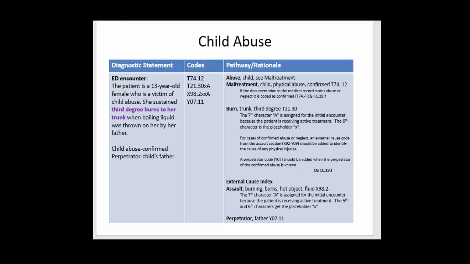I have the pathways there on the right. You see that the T74 code, confirmed, goes first, then the burn code, then you start looking at your external cause. For example, the assault, X98 category is there, and the perpetrator code is the last code. The sequence of the codes is important, so it's important that you follow your guidelines. That helps us know how we code these, the sequencing.